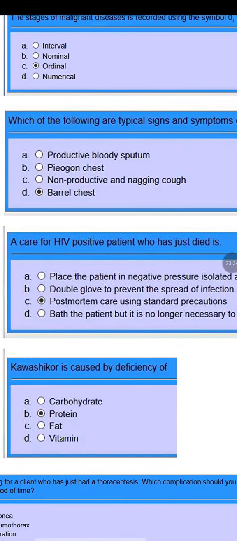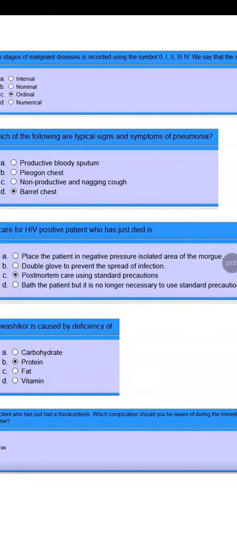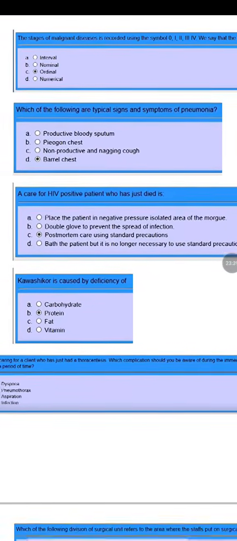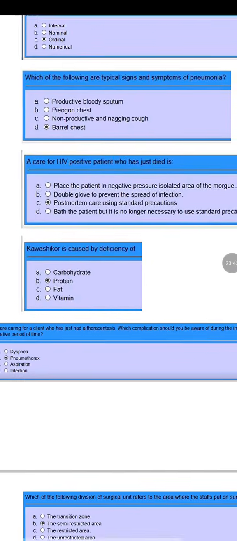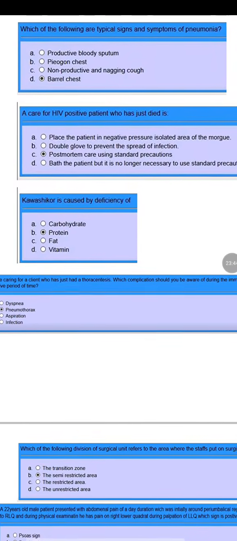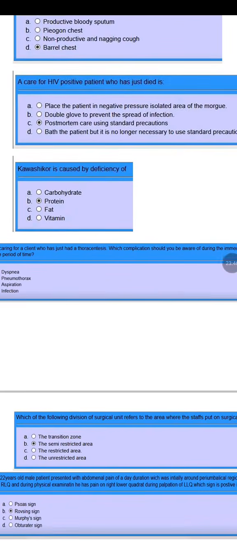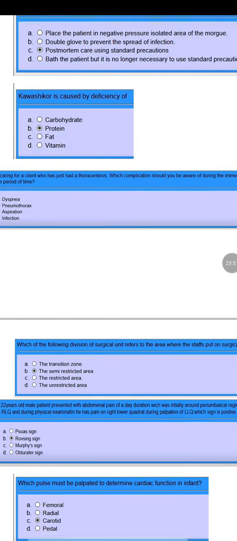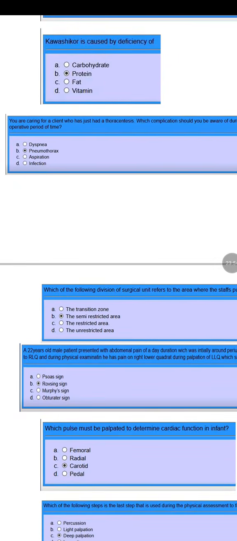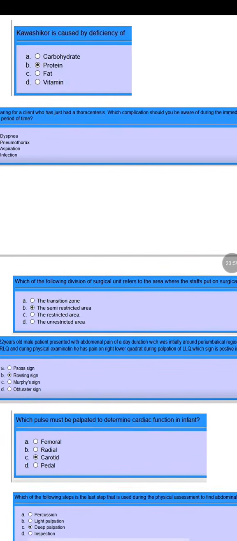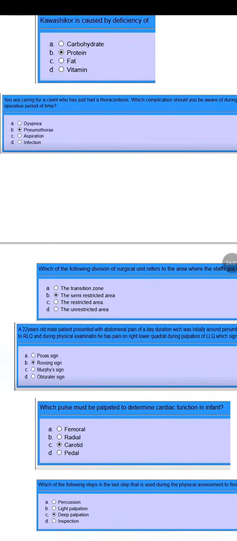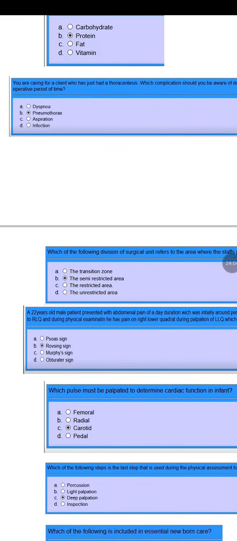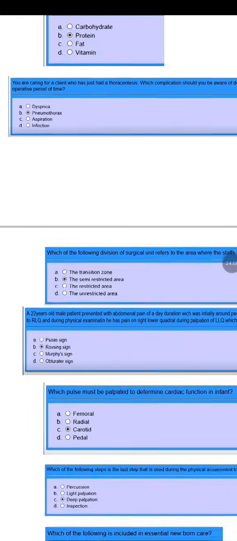Which of the following is a typical sign and symptom of pneumonia? Typical of pneumonia is a productive bloody sputum. HIV positive patient postpartum care. Which can cause a complication during the immediately post-operative period? Post-operative pneumothorax.